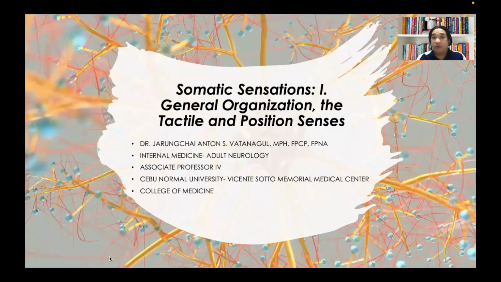And I will be summarizing one of the most important chapters, which is lifted from our mother physiology book, which is Guyton. There will be some snippets from Ganong physiology, and we will be talking about the somatic sensations, particularly the general organization of the central nervous system, the tactile, as well as the position senses.